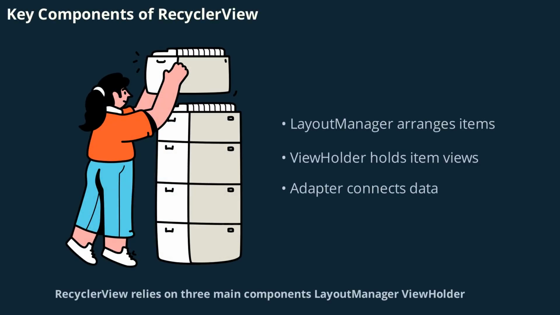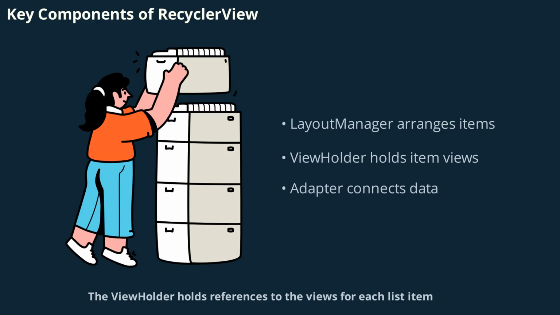RecyclerView relies on three main components: Layout Manager, View Holder, and Adapter. The Layout Manager decides how items are arranged, vertically, in a grid, or another pattern. The View Holder holds references to the views for each list item, while the Adapter connects your data source to the View Holder, populating the views with data. Together, these components make RecyclerView powerful and flexible.